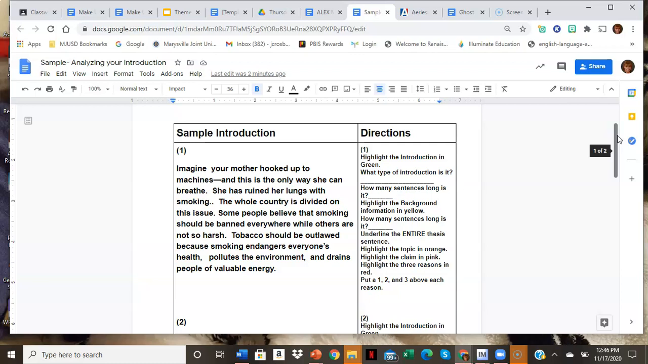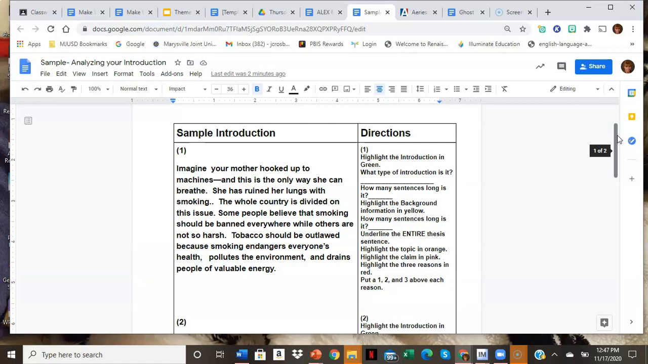The hook, we had 4 different kinds. The 4 kinds of hooks are an anecdote or short story, statistics, facts, or quotes, emotional appeal, or series of questions. So 1. Anecdote. 2. Statistic, fact, or quote. 3. Emotional appeal. Or 4. Series of questions.